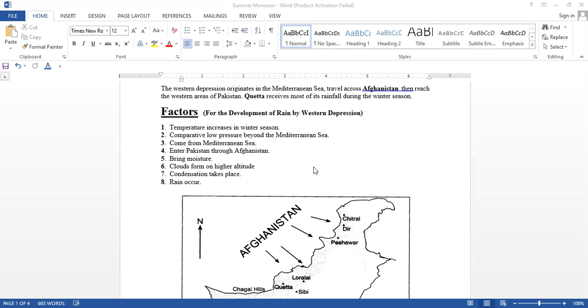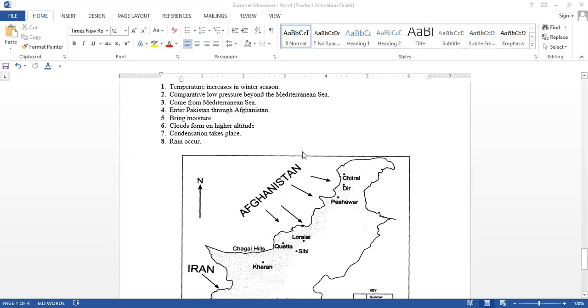It means when temperature increases, low pressure is created. If we compare the pressure of Pakistan and the countries beyond the Mediterranean, beyond the Mediterranean there are European countries. In European countries, there is higher pressure as compared to Pakistan. So winds come from beyond the Mediterranean Sea, then enter Pakistan after crossing Afghanistan, and bring moisture, then clouds form, condensation takes place and heavy rain occurs.